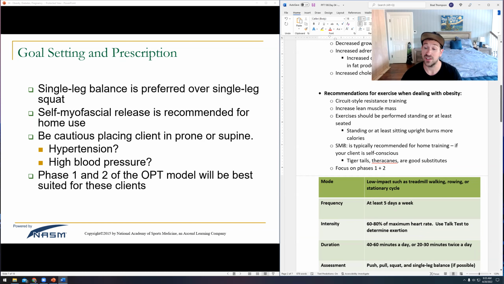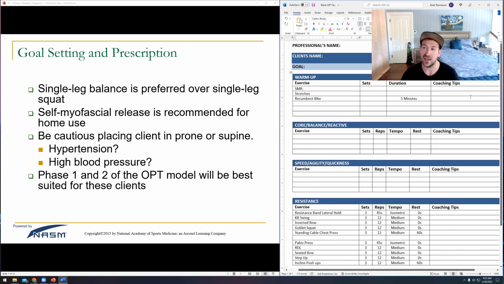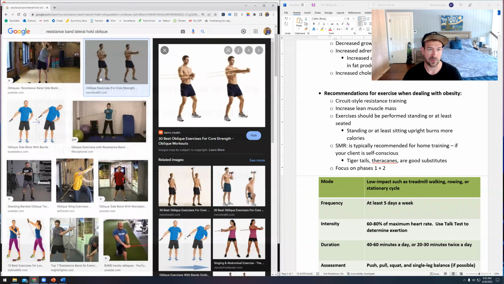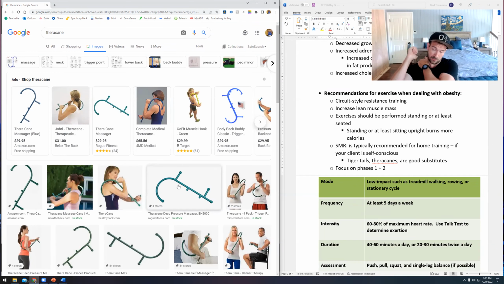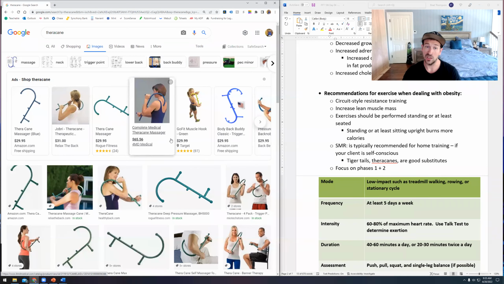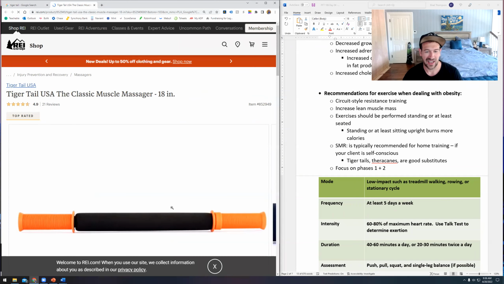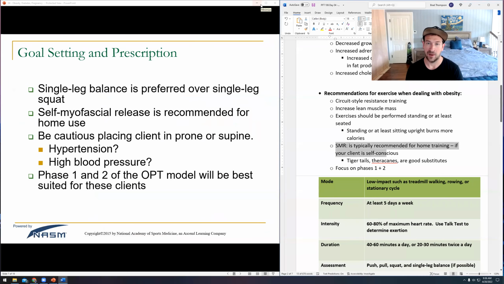Now I will say self myofascial release. So if you are building a little bit of foam rolling in, be cautious with this. You might not actually do foam rolling. You might just do some other form of SMR, maybe like a Theracane. Remember the Theracane, that cane you can use for myofascial release, or a lacrosse ball on the wall, or a tiger tail is a really good option. These little sticks that you can use to roll, or a rolling pin even, that kind of stuff is going to be much more helpful because then our client doesn't have to hold their body weight up, put pressure on their wrist, get down to the floor, get back up, all those things.